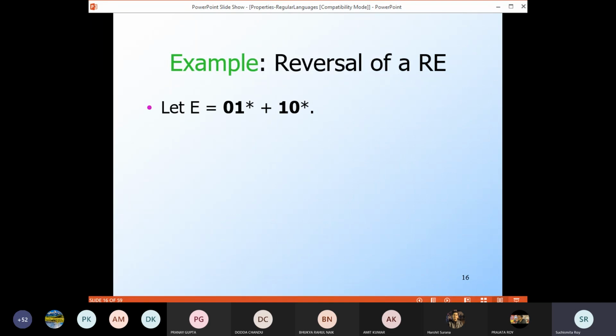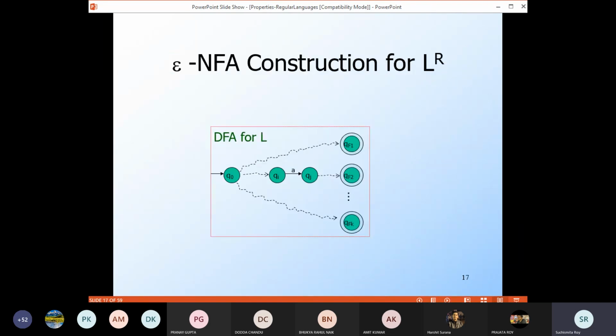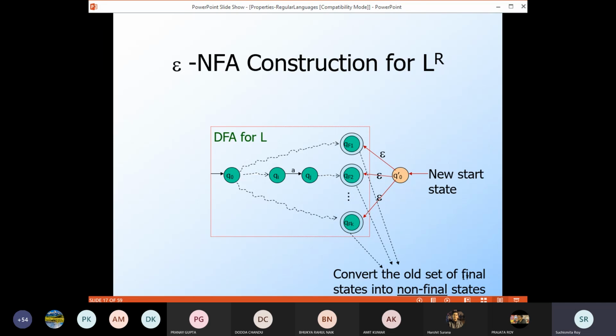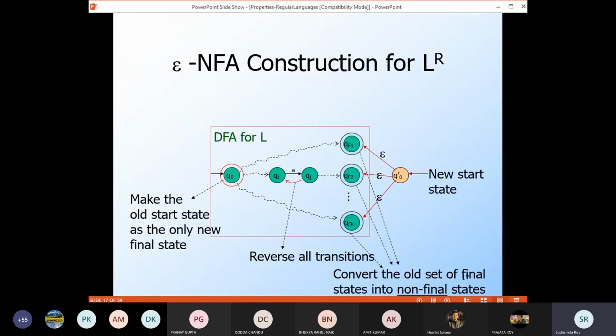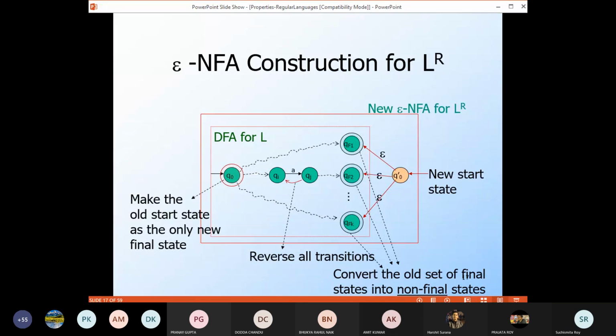This is an example of the reversal of a regular expression. And for the finite automata for the reversed set, if it has to accept the strings in reverse order, all the arrows must be reversed. You can see that. And the final states must now become the initial states, and the initial state becomes the final state. Since you can have multiple final states, what is generally done is you add an extra initial state with epsilon transitions to the various states which were previously final states. So: new start state, convert the old final states to non-final states, reverse every arc, and make what was previously the initial state the new final state. So this now is the finite automata, obviously an epsilon NFA, for the reversed set, for L^R.